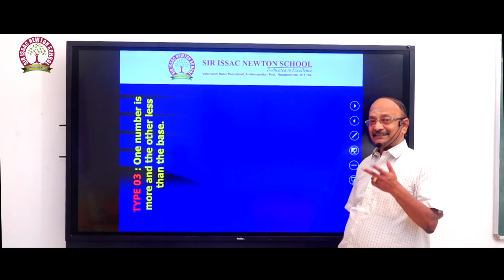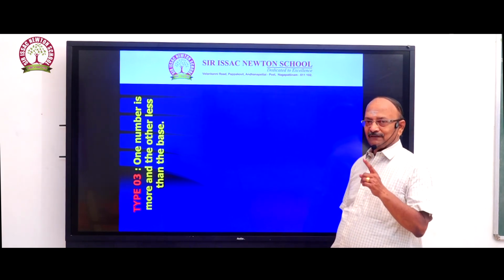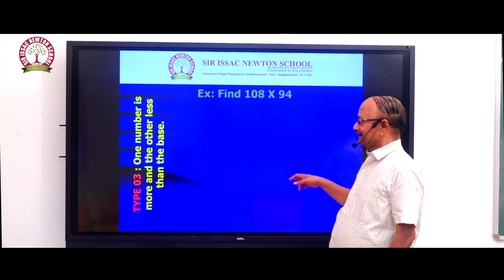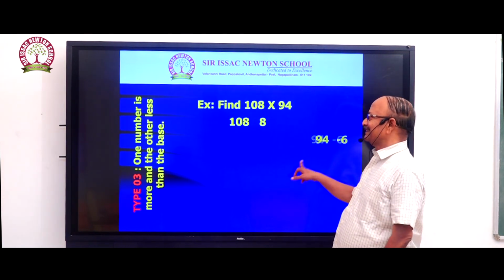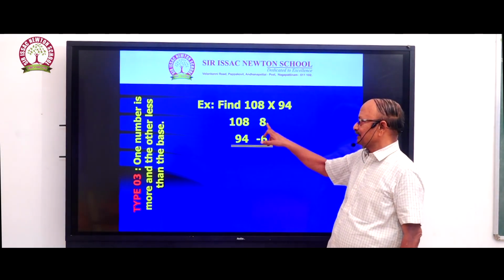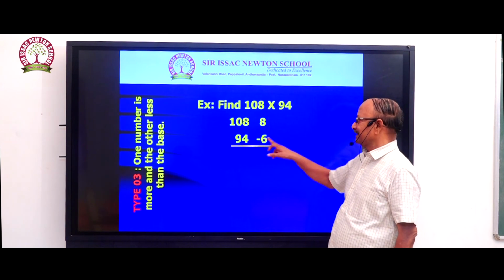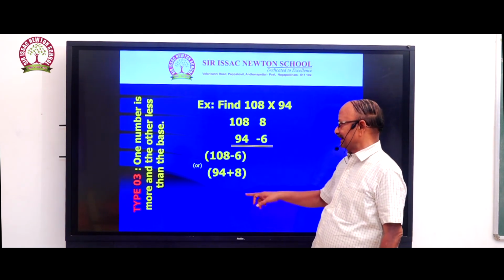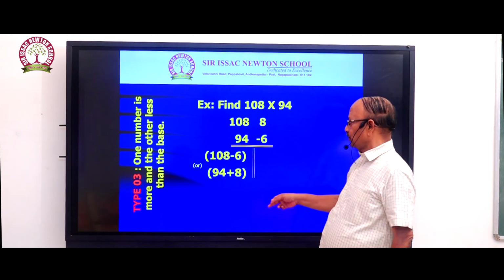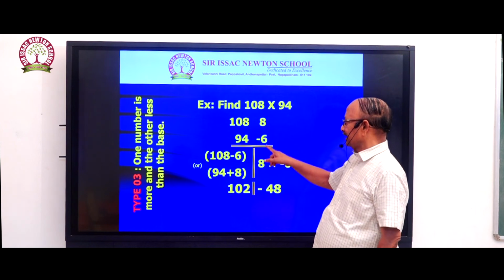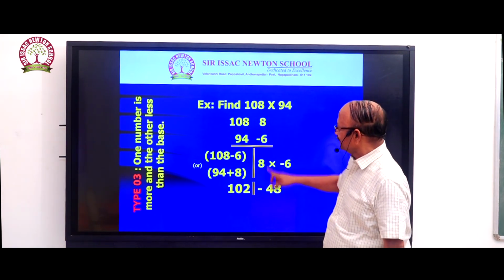Now we will see the third type, where one number will be less than the base, the another one will be more than the base. Just you have to be little careful in this. 108, this is 94, this is plus by 8, 90, this is minus 6 deviation. So 108 minus 6, 94 plus 8, which corresponds to 102. Here you have got minus sign, this is plus sign.